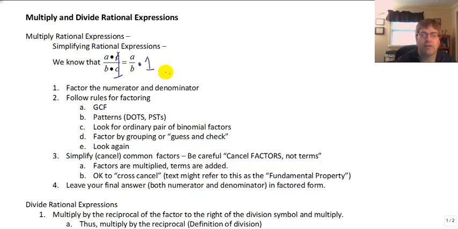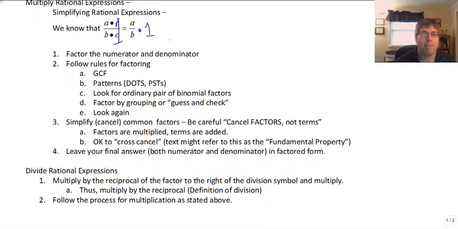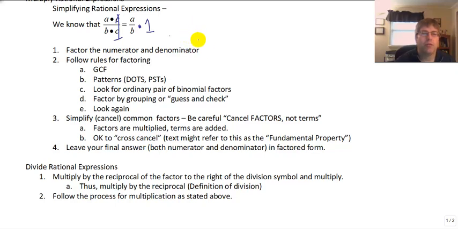Well, multiplying rational expressions is going to be a process very similar to what we have done before. We will want to factor both the numerator and the denominator. We want to factor first. We do not cancel first, we factor first. And in doing so, we follow the rules for factoring. We first look for the greatest common factor. Then we look for our patterns, differences of two squares, perfect square trinomials, sum and differences of cubes, those kinds of things. Then we might look for an ordinary pair of binomial factors, just plain old factoring, especially if a is equal to 1.